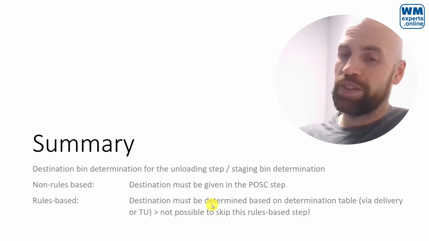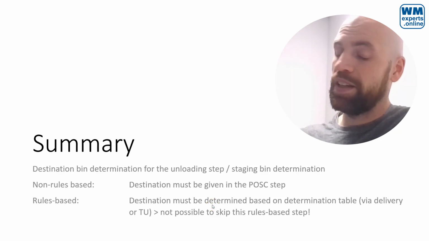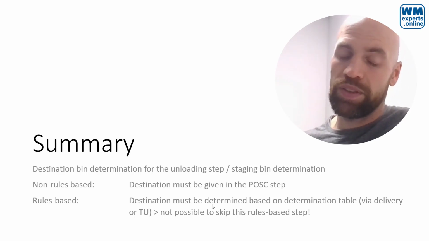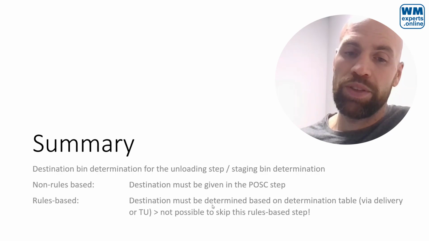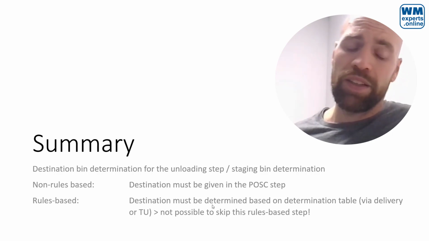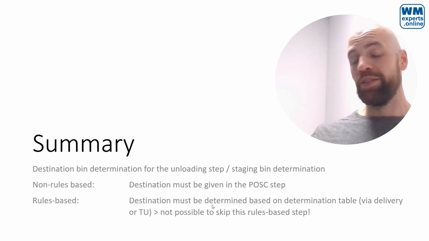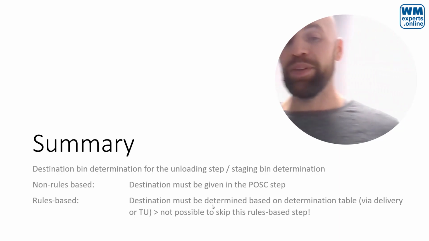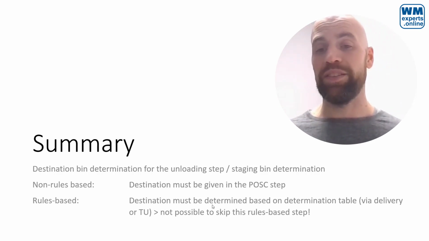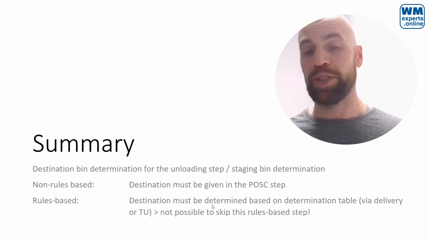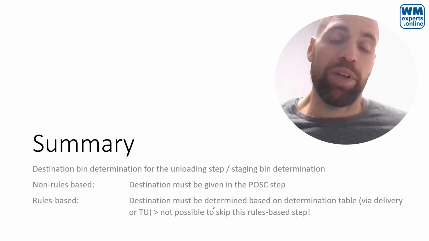You saw this table with the records for the inbound process and then along with the access sequence, and you can determine this either based on the delivery, or if you're using TUs and you have door assignments to the TU, you can also determine it based on the TU. And last but not least, it's important to understand that it's not possible to skip this rules-based step here. So even though you flag it as rules-based, that only means that the determination of the destination is rules-based. And if you don't find anything, you would rather get an error message instead of just skipping the unloading step. That's not possible. As this is possible for some of the steps in the POSC, but not for the unloading step.